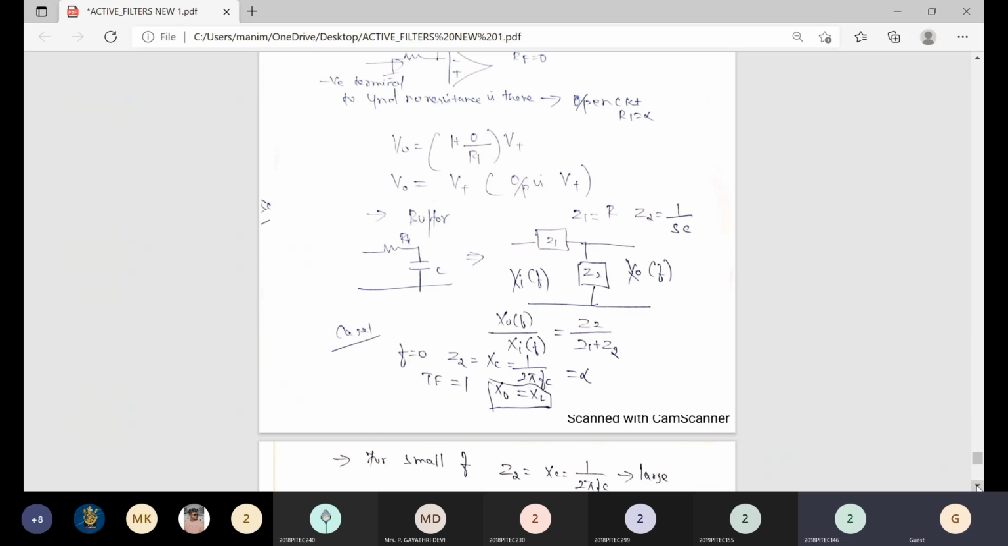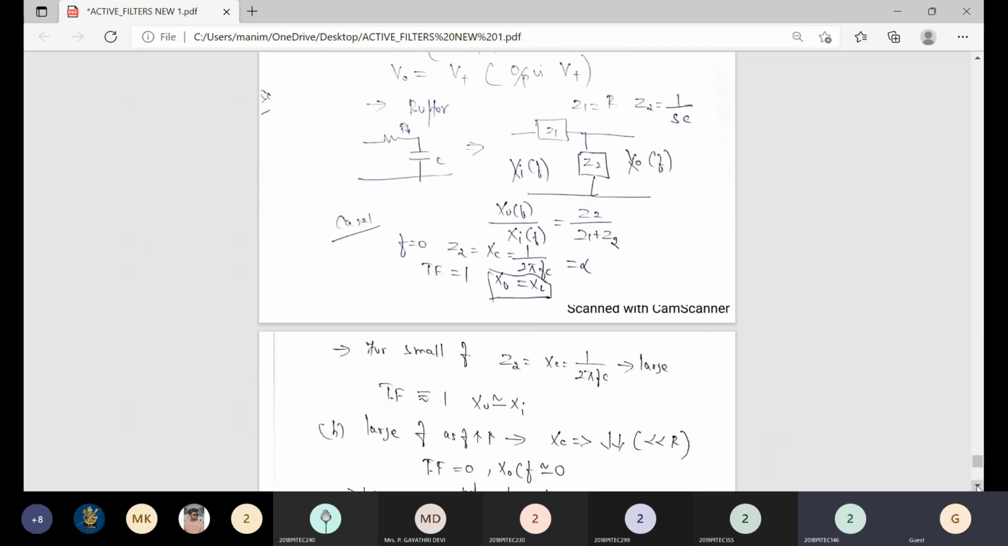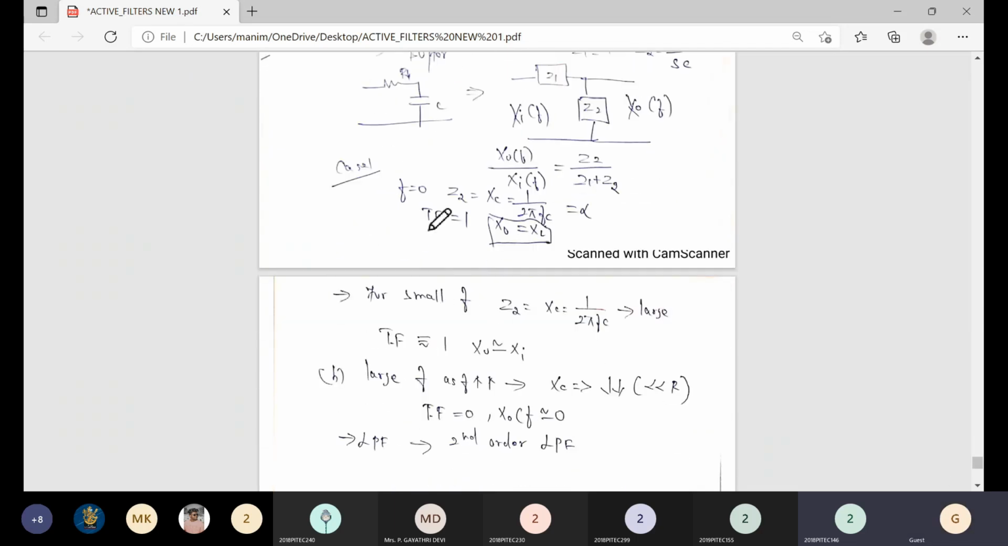Then the second case, at small frequency. The frequency has a small value, so 1 by a small value means the reactance value is very large. So Z2 is very large, and Z1 is added, both of the same order. So our output voltage should be approximately equal to the input voltage, not exactly equal, right? So it is approximate.